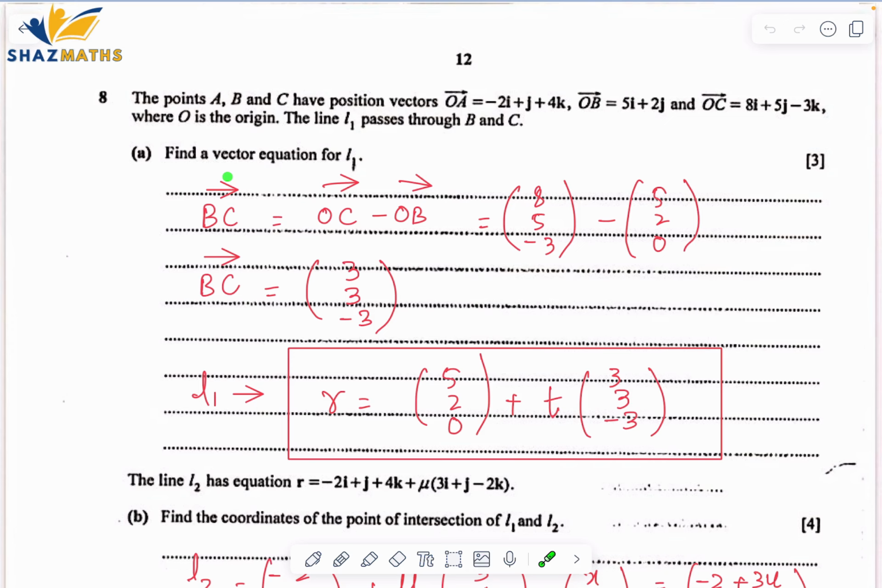So, in order to find the equation of a line, the first thing we'll do is find the vector BC, which will be OC minus OB. The answer should be 3, 3 and minus 3.